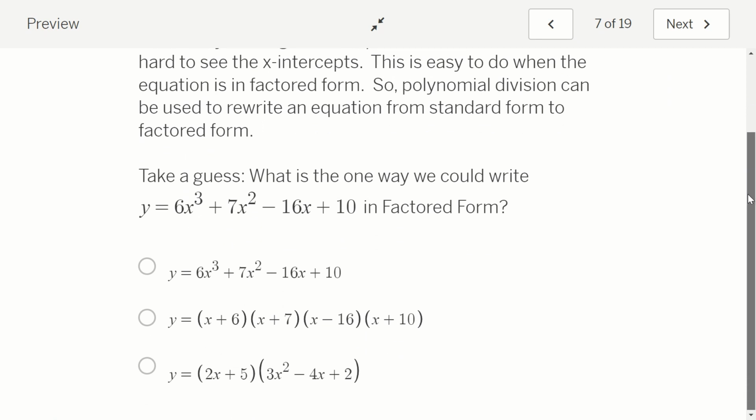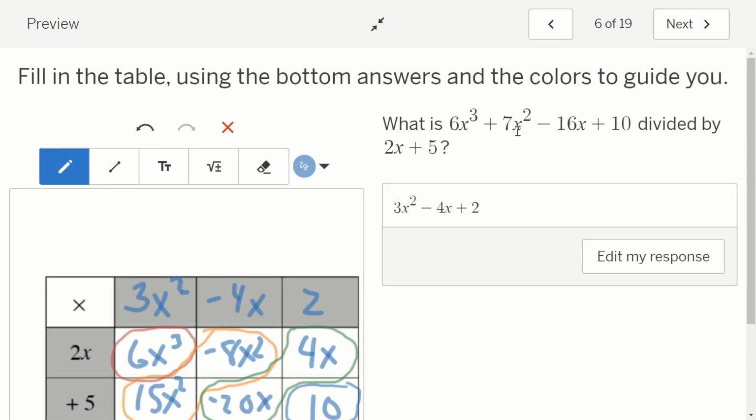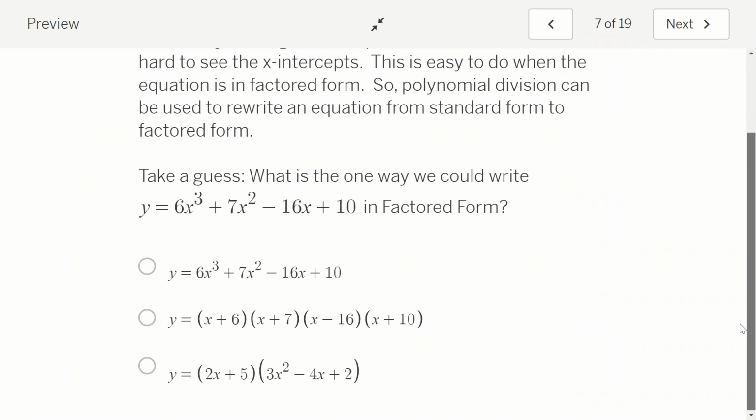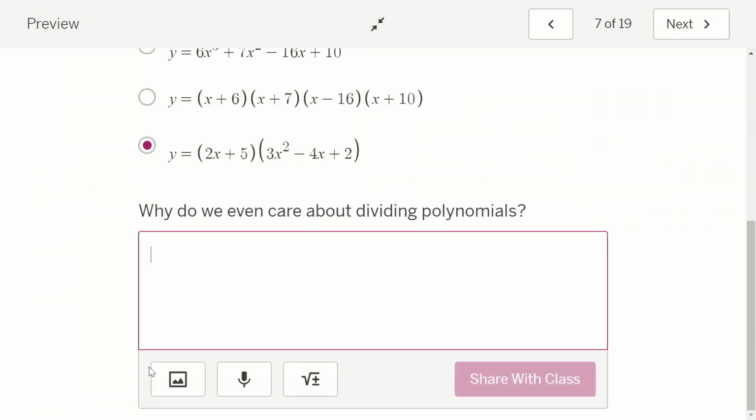So this says, take a guess. What is one way we could write 6x to the third plus 7x squared minus 16x plus 10 in factored form? Well, if you look back, this 6x to the third plus 7x squared minus 16x plus 10 is 2x plus 5 times 3x squared minus 4x plus 2. So, look at that. There it is.